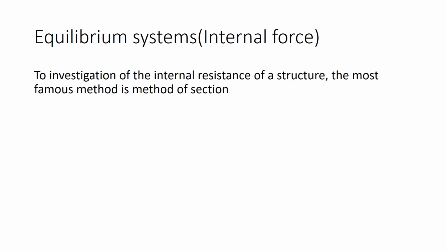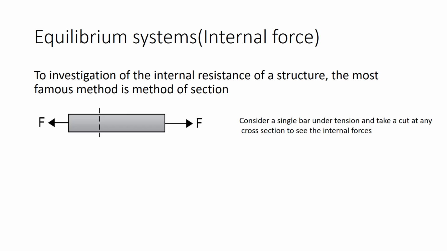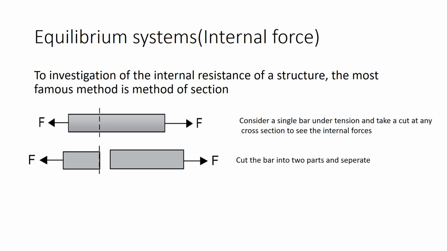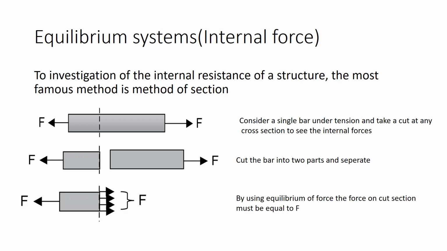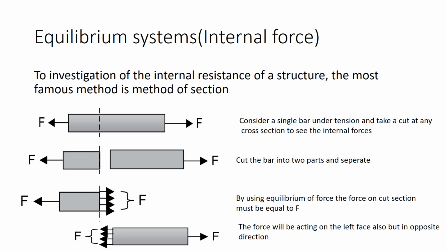Then, to investigate the internal resistance of a structure, the most famous method is the method of sections. Consider a single bar that is under tension and take a cut at any cross section to see the internal forces. Now your bar is divided into two parts. Now separate each part. Then by using equilibrium of forces, the force on the cut section must be equal to F. Similarly, the force will be acting on the left face but also in the opposite direction.